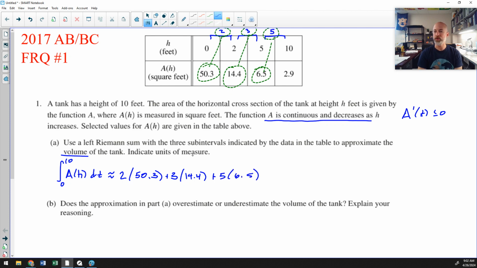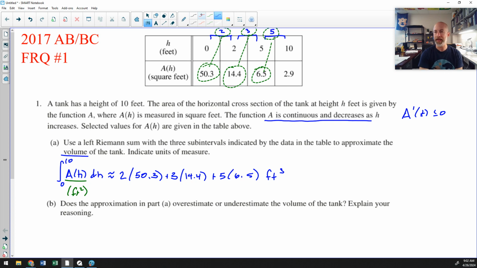It does say indicate units of measure. Volume would be measured in feet cubed. You can either just kind of enter that logically, or you can go back to the original setup, the antiderivative of A of H dh. A of H is a function measured in square feet, so that's feet squared. dh represents a change. Why am I writing dt? This is dh.